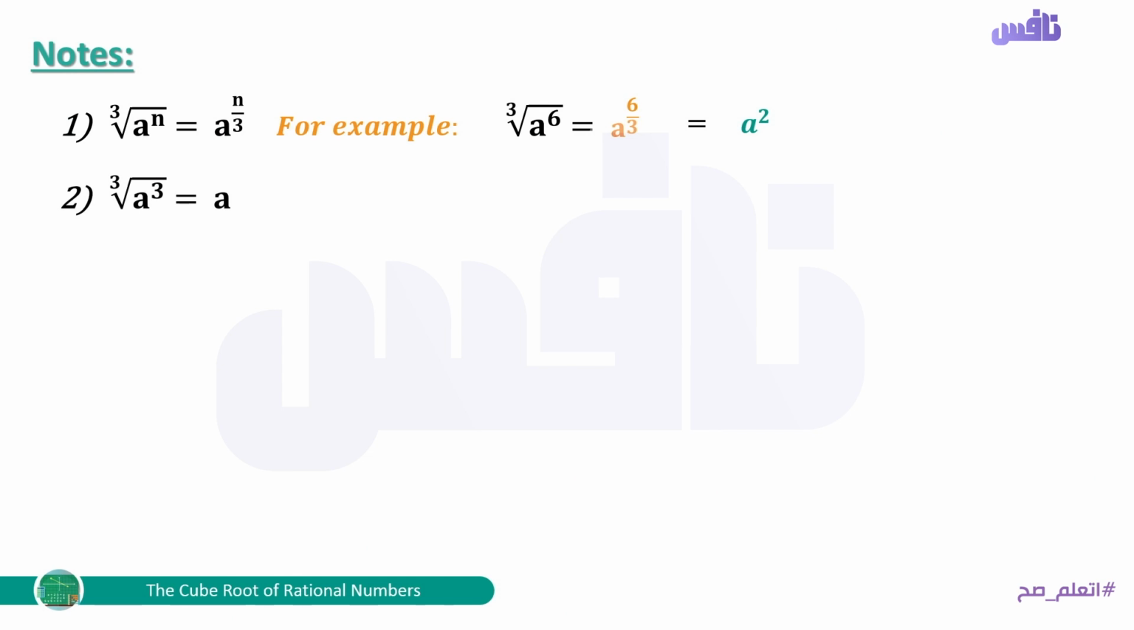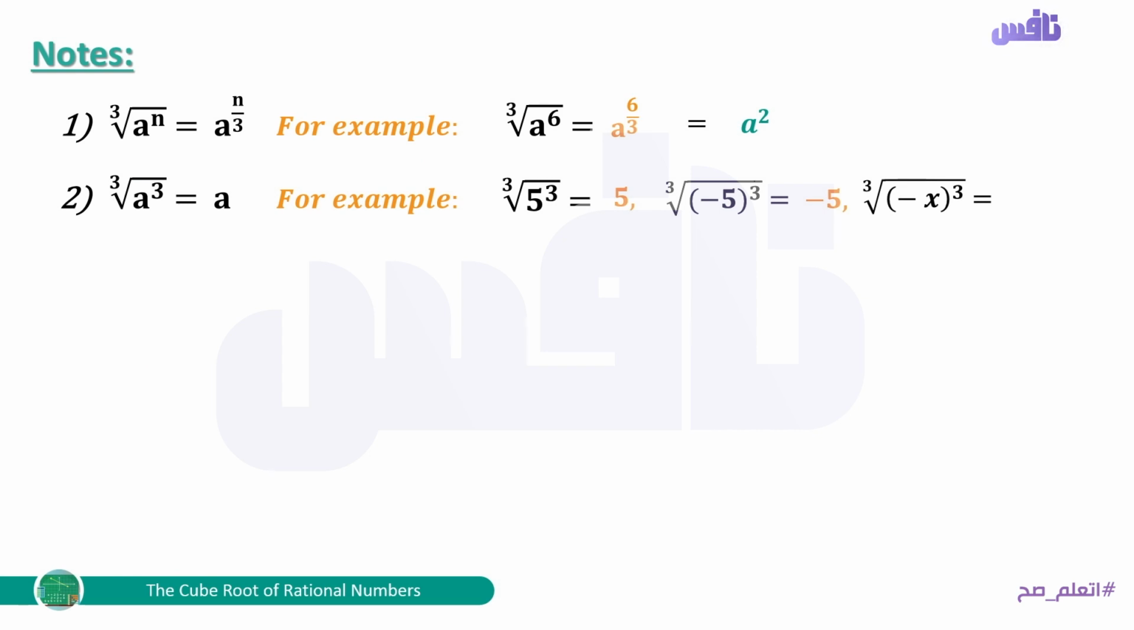Number 2, cubic root of a letter raised to power 3. As we said in note number 1, we are going to divide the power of a, which is 3, by 3. The result will be a power 1, and we write it a. For example, cubic root 5 power 3 equals 5. Cubic root negative 5 power 3 also equals negative 5. Cubic root negative x power 3 equals negative x, and so on.